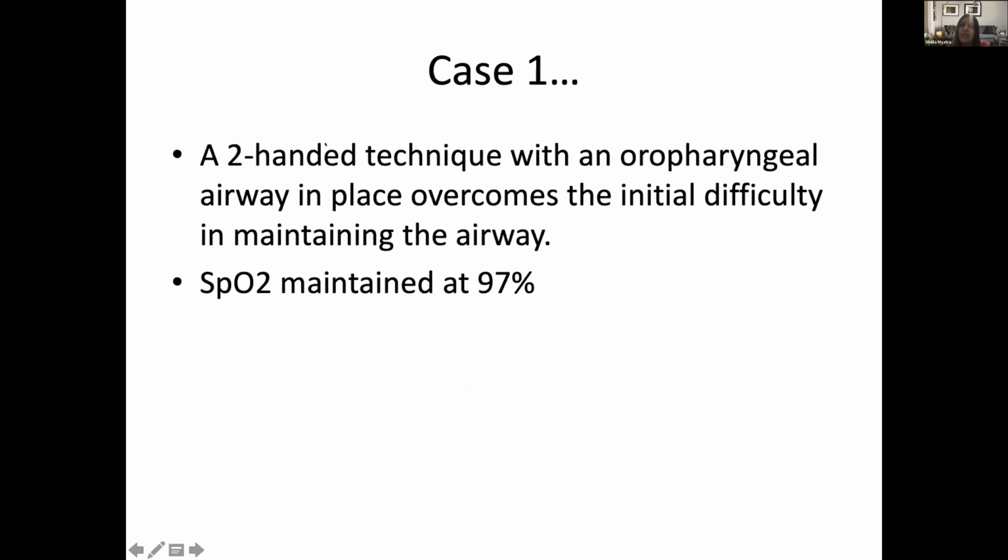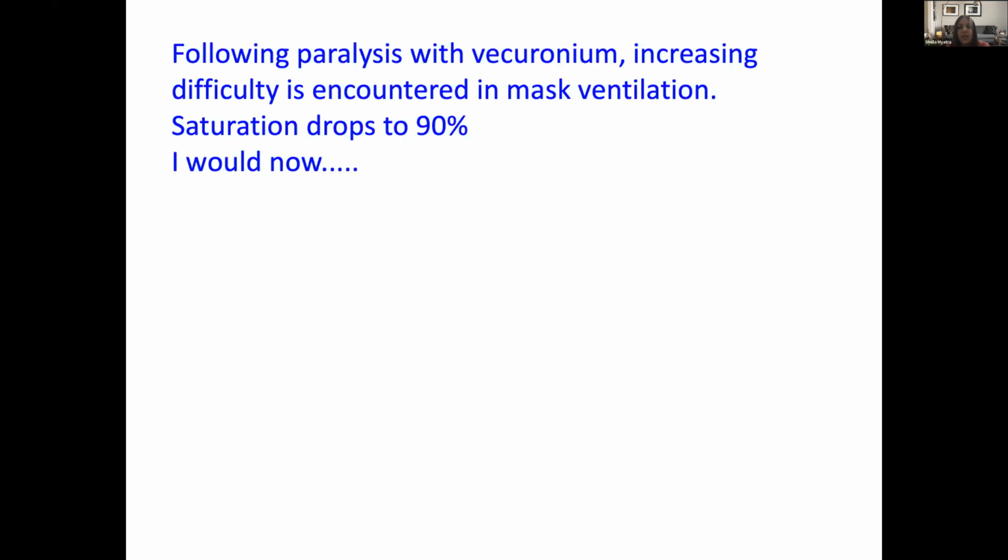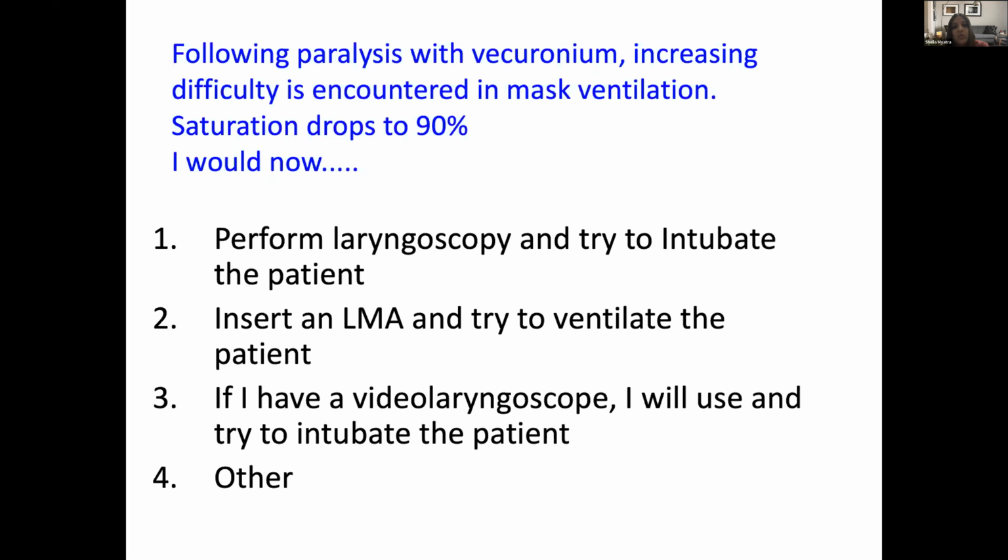Now, a two-handed technique with oropharyngeal airway in place overcame this initial difficulty in maintaining the airway, and the saturation now came up to 97, right? So that's exactly what was done, and things kind of improved. Now, following paralysis with vecuronium, surprisingly, there was increased difficulty in mask ventilation. And now the saturation starts to drop. So you've given the muscle relaxant, vecuronium, and the saturation is falling. So what will you do now?